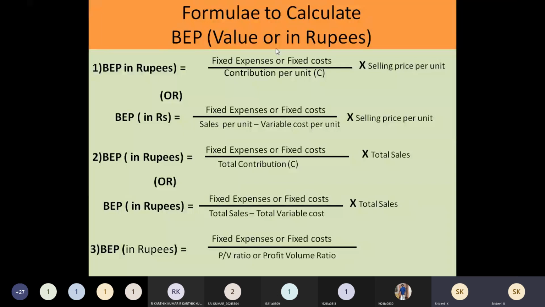So these are the only formulas which you are going to remember, not other than this. Okay, these are available to calculate BEP in rupees and BEP in units. So how to apply this? Let us do a problem. Let us take a problem and let us apply the BEP formulas.